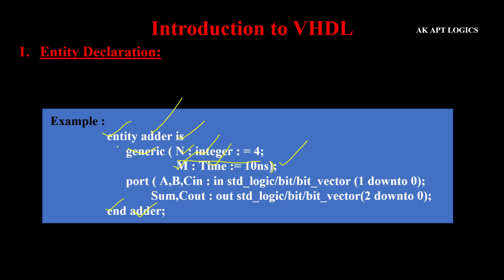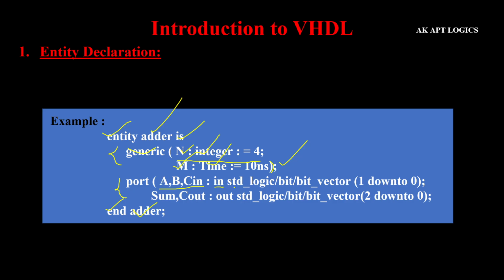Next, port. This is the part of the generic declaration. So we are going to declare the port class. In the port class, we are going to declare the input and output ports. Okay, we are going to take the full adder, a comma b comma c in. Okay, these are the inputs.